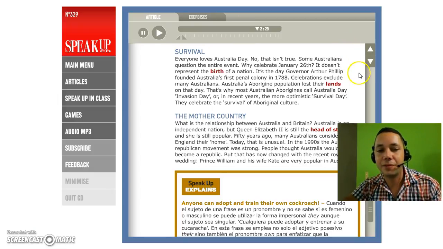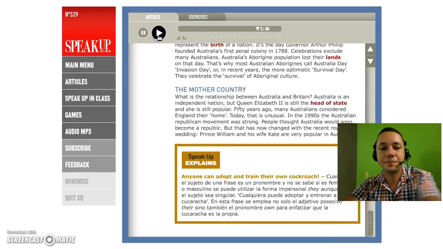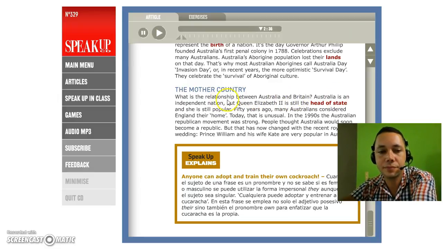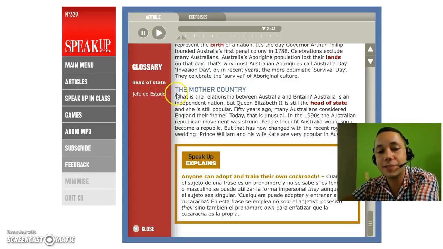The mother country. The last part. The mother country. What is the relationship between Australia and Britain? Australia is an independent nation, but Queen Elizabeth II is still the head of state. What is this meaning in Spanish? Here we are.